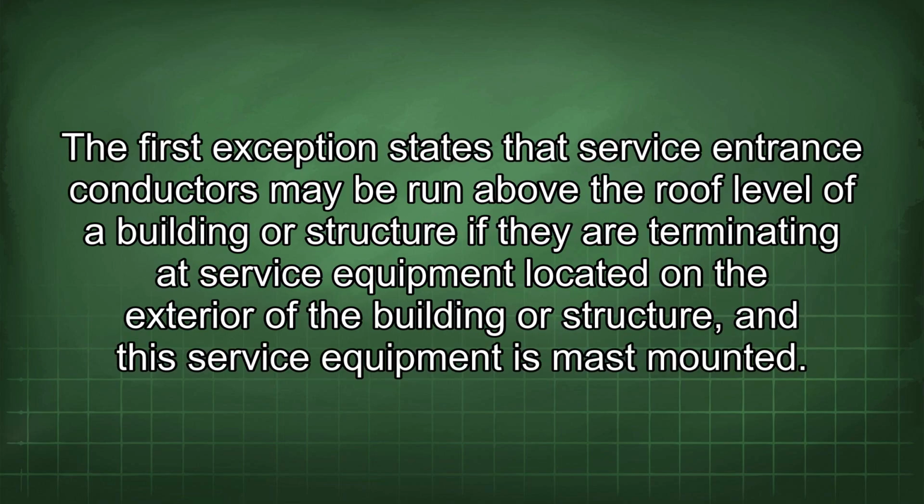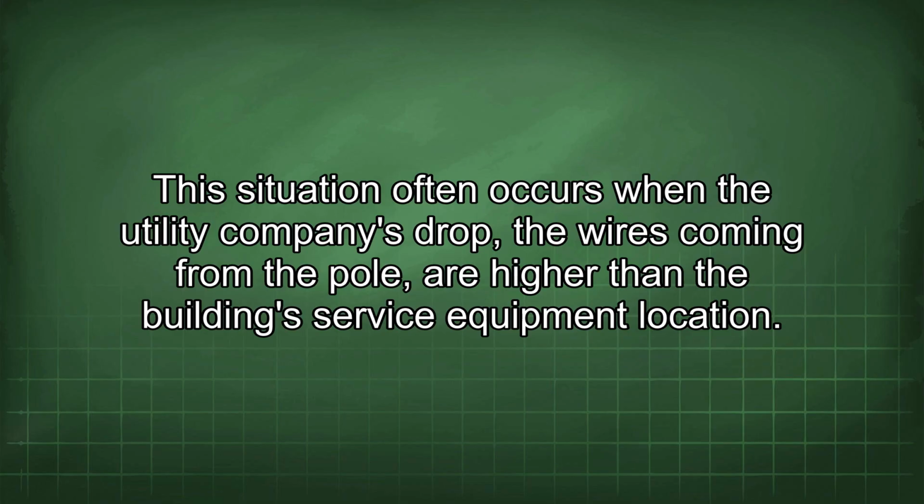The first exception states that service entrance conductors may be run above the roof level of a building or structure if they are terminating at service equipment located on the exterior of the building or structure, and this service equipment is mast-mounted. This situation often occurs when the utility company's drop wires coming from the pole are higher than the building's service equipment location.